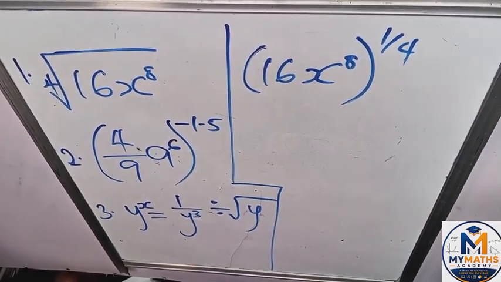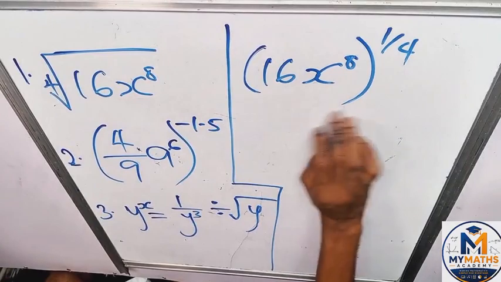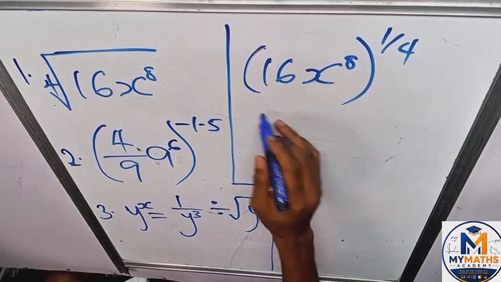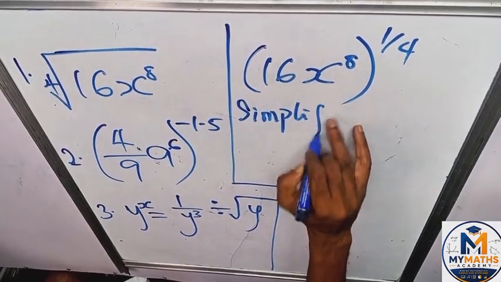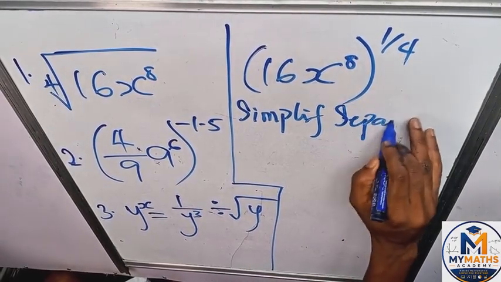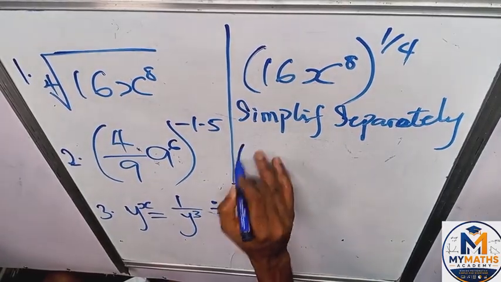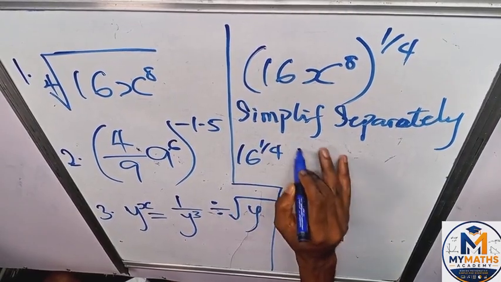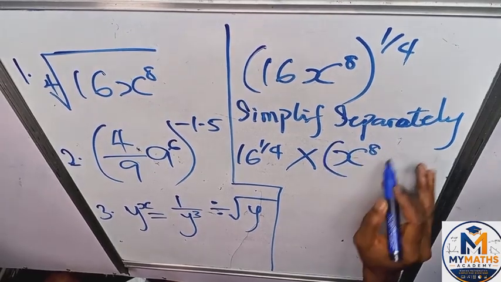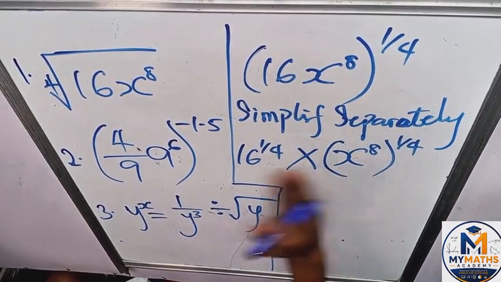So once we have gotten this, that is 16x raised to power 8, close the bracket, raised to power 1 over 4. So we are going to simplify it separately. What do I mean? I'm going to say 16 raised to power 1 all over 4 times x raised to power 8, close the bracket, raised to power 1 all over 4. I'm simplifying it all separately.